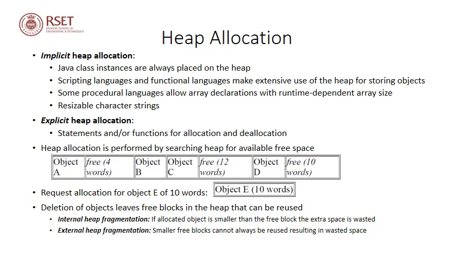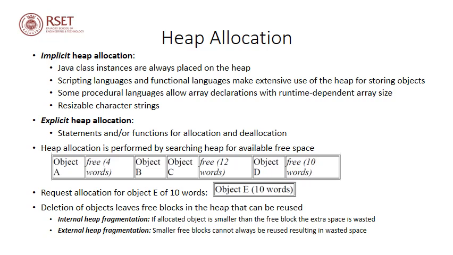Some procedural languages allow array declarations with runtime dependent array size. For instance, in C or C++, we can have the user specify the size of the array at runtime, and based on the user requirement, our array can be resized using dynamic memory allocation. Similarly, we can also have resizable character strings. In explicit heap allocations, statements or functions are used for allocation and deallocation. In C, we will be using malloc or calloc, and we will be specifying exactly how many blocks should be assigned for a particular object.